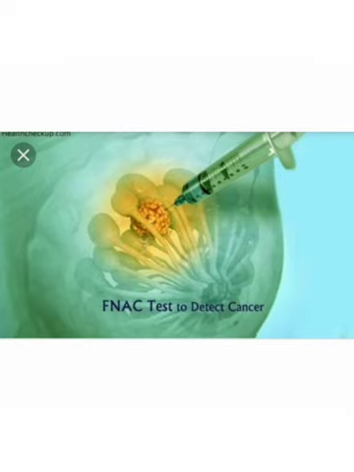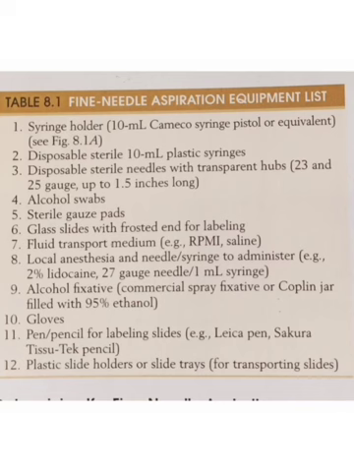This aspiration technique needs a list of equipment: syringe holder, disposable sterile needles, fluid transport medium, local anesthesia, alcohol fixatives, commercially available spray fixatives or coplin jar filled with 95% ethanol, gloves, pen or pencil for labeling slides, and plastic slide holders or slide trays for transporting slides. So this is the equipment list needed for performing the FNAC procedure.